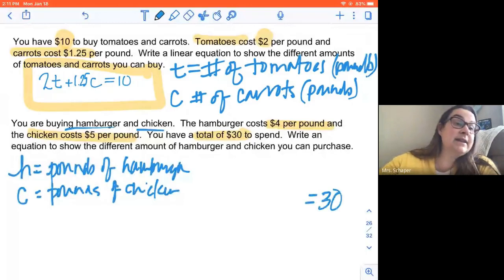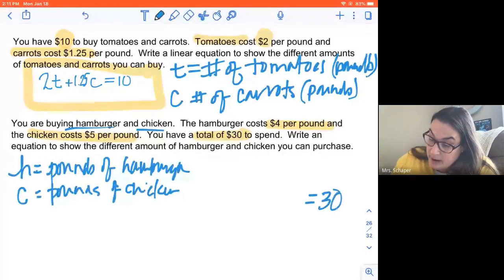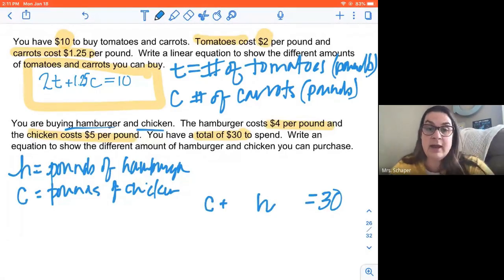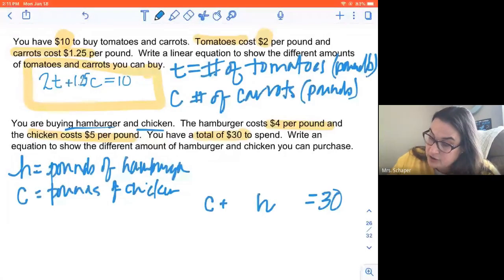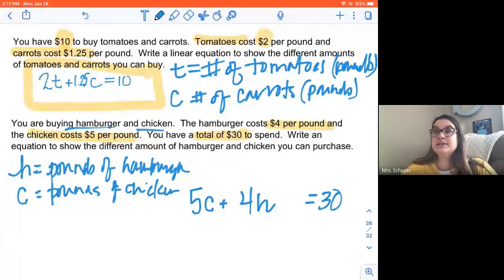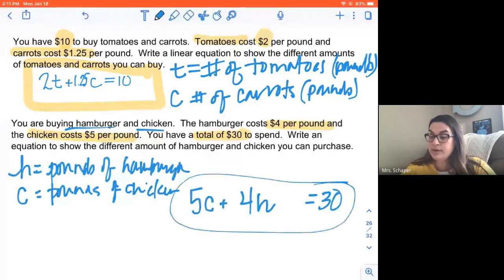Now, what am I adding together? I'm adding together pounds of chicken and pounds of hamburger. Those are the 2 things I'm adding. Now I want to build in the cost, okay? Hamburger is $4 per pound. Chicken is $5 per pound. So $5 times the amount of chicken plus $4 times the pounds of hamburger is going to equal 30. That's what this question is asking us to do: write an equation.